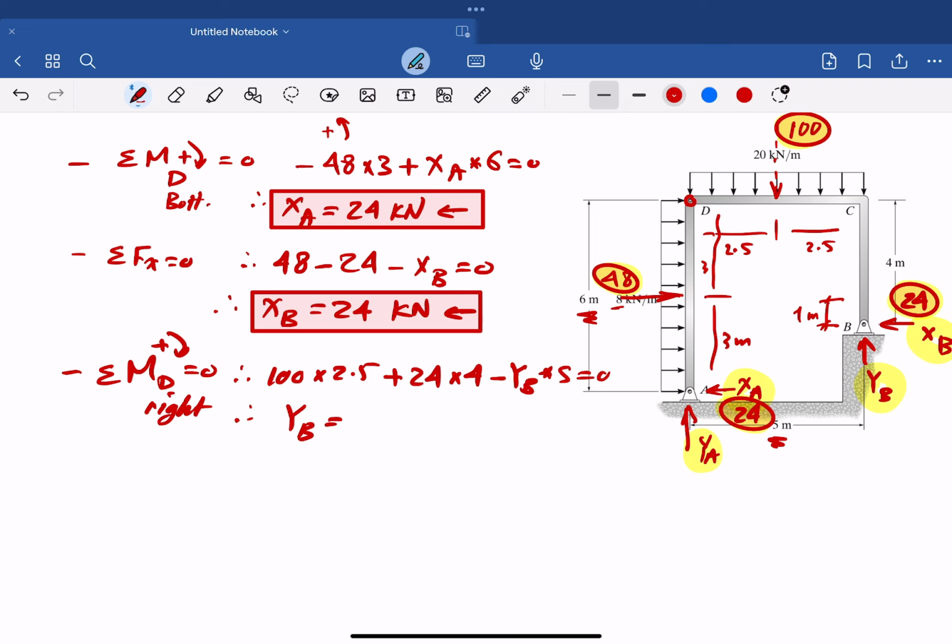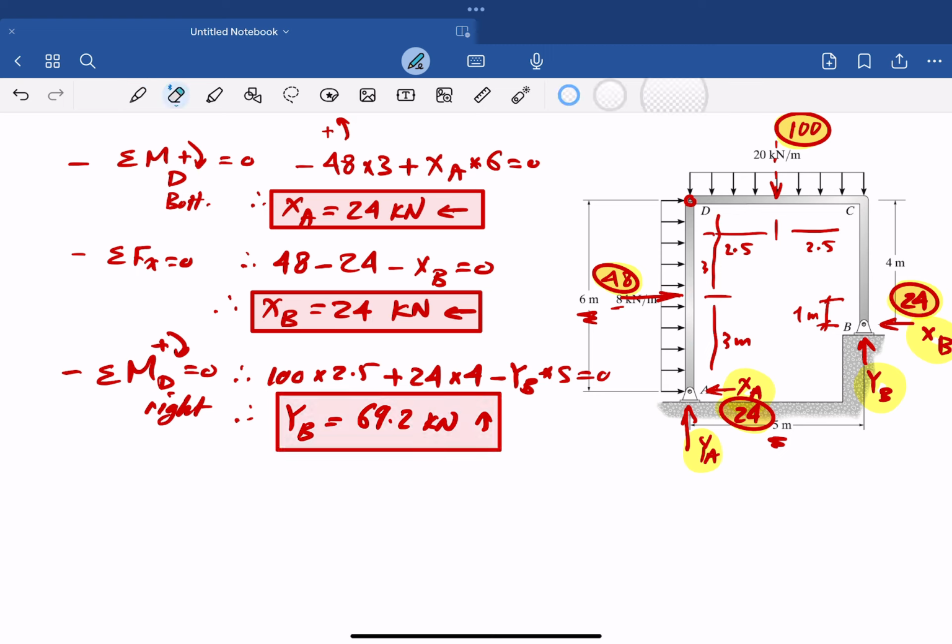It will be 69.2. Let me check again. 100 times 2.5 plus 24 times 4, all divided by 5. So it is correct. This is 69.2 kilonewton going up, and this will be our third force or reaction. This is 69.2 kilonewton, and this will be our third.